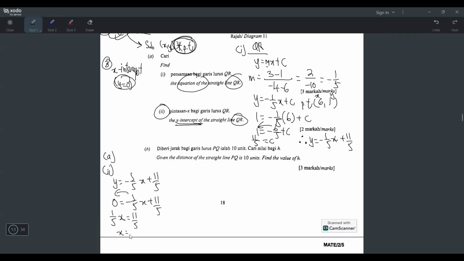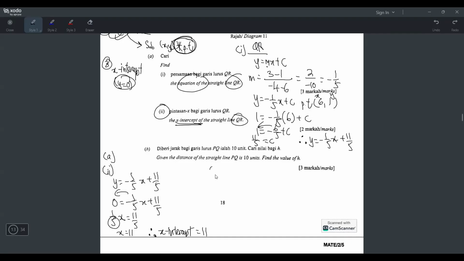And then your x is just 11, because the 5, when you move it here, becomes times 5, cut. You're left with 1x equals 11. That means your x-intercept is 11. Okay, so I will even write it again for them. X-intercept equals 11, right? So now I answered the question already.